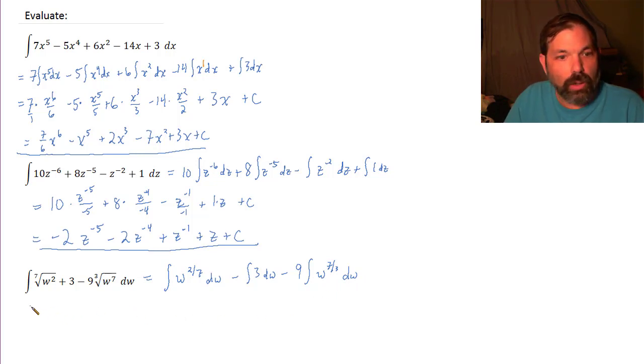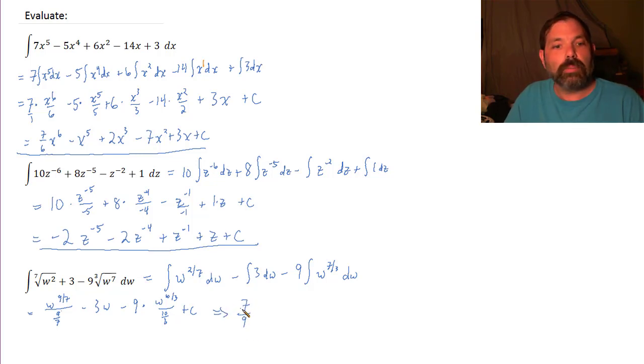All right, so now using our antiderivative power rule, I would have to increase the 2/7 by 1. Well, 2/7 plus 1 is 9/7. So I'd have w to the 9/7 divided by 9/7 minus 3 times w minus 9 times w. Now 7/3 plus 1, well 1 is 3/3, so 7/3 plus 3/3, w to the 10/3 over 10/3 plus a constant.